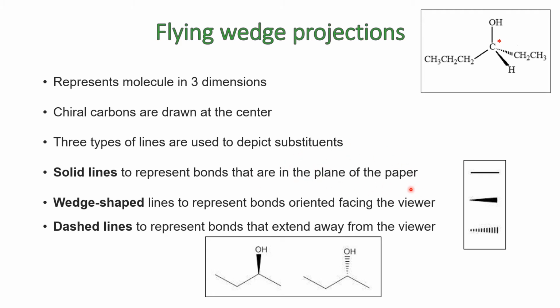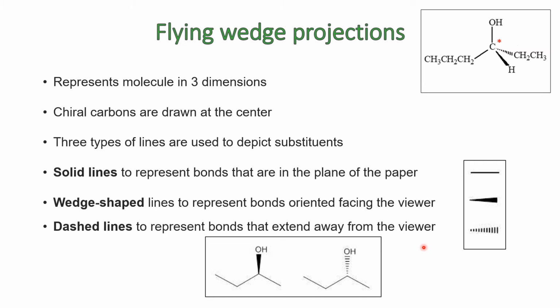of the paper, whereas wedge-shaped lines, which are bold and a little bit broad, have a fine tip. Now this tip should face the carbon and this broad end should face the substituent. Such a wedge-shaped line is darkened to show the substituents which are oriented facing the viewer. It is coming towards the viewer, whereas there is another wedge similar to this, but it is drawn with the help of dotted lines. That is used to depict a group which is going away from the viewer.